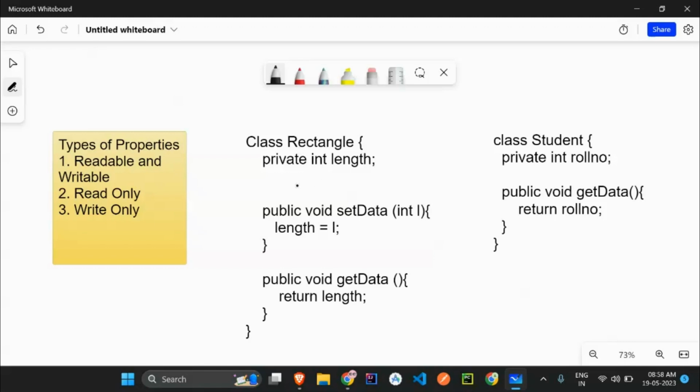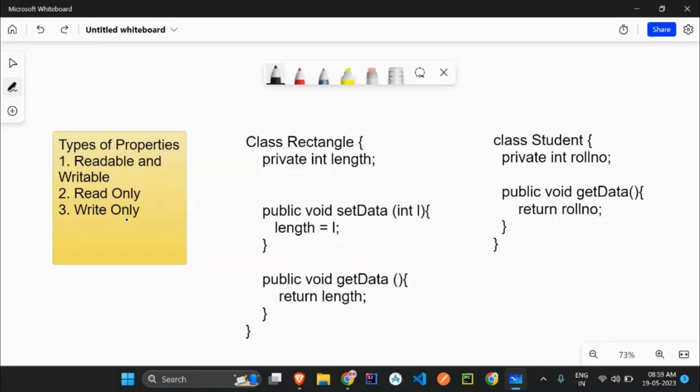If we see this rectangle class, we have a property of length, property length of a class rectangle. Then here we can also set the data, like I can set the length as 7 or 10, whatever I feel like. And now I can also read this property. This is how I can write and get data. We can say that there are setter and getter methods for this property. This is how this property is readable and writable.